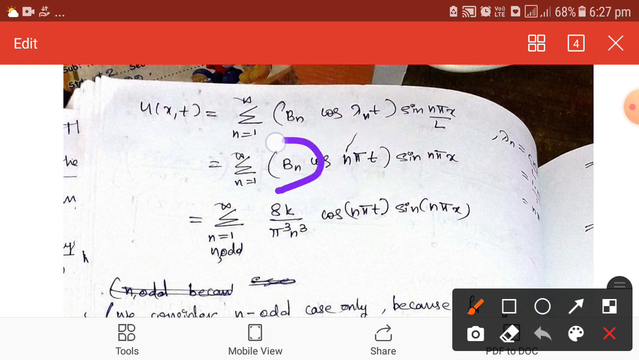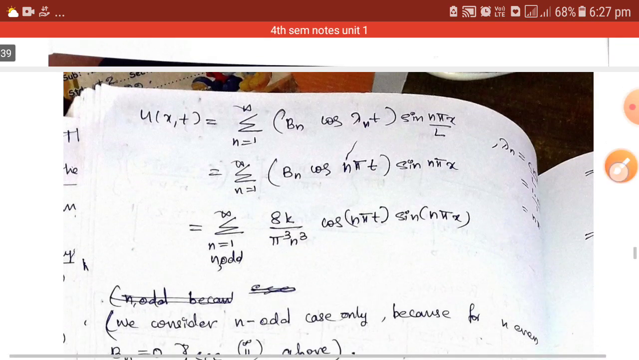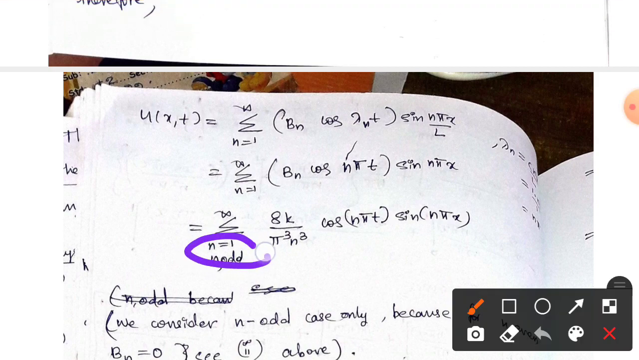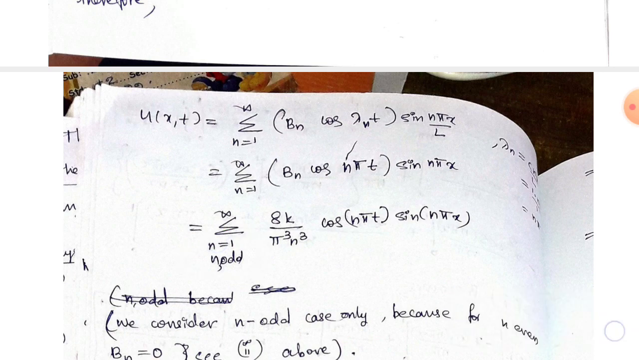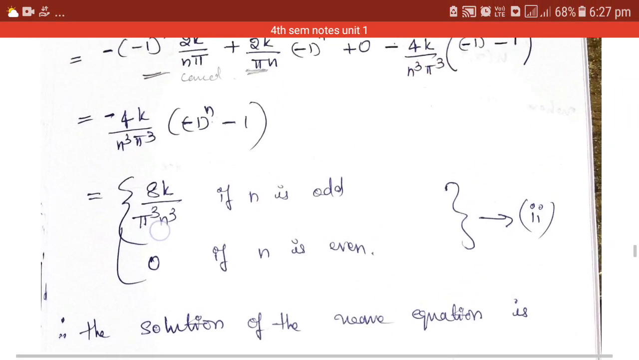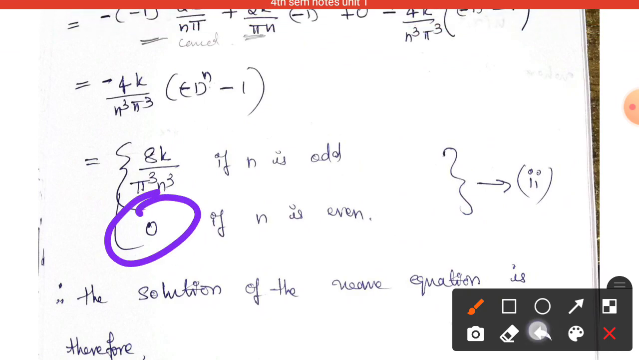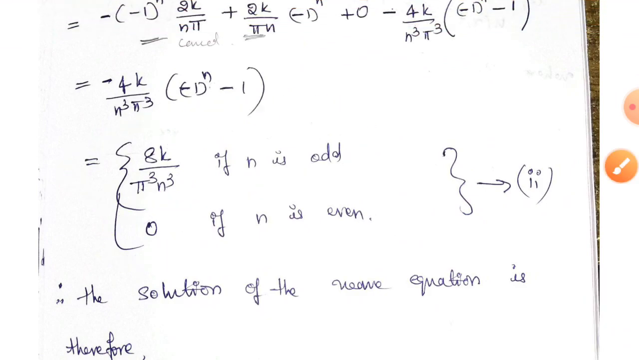സോ bnൻ്റെ വാല്യൂ എത്രയാണ്? bnൻ്റെ വാല്യൂ എന്നുള്ളത് ഈവൻ കേസ് ആകുമ്പോൾ 0 ആവും. അപ്പോൾ ഓഡ് കേസ് മാത്രമാണ് ഉണ്ടാവുക. n ൻ്റെ വാല്യൂ ഓഡ് ആകുമ്പോൾ മാത്രമാണ് ഉണ്ടാവുക. ഈവൻ കേസിൽ bn എന്നുള്ളത് കംപ്ലീറ്റ് ആയിട്ട് 0 ആയി. സോ വി ഹാവ് ഓൺലി ഓഡ് ടേംസ് 8k by π³n³.